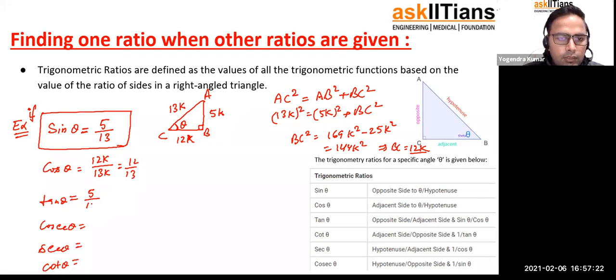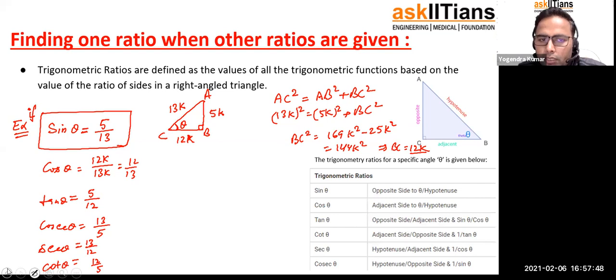This is 13, but this is 12. Now cosec theta will be what? It is hypotenuse divided by opposite. So it is going to be 13 divided by 5. Now sec theta is going to be what? Sec theta is the reciprocal of cos. So 13 divided by 12, and cot theta is what? 12 divided by 5, right? So like that it is there.